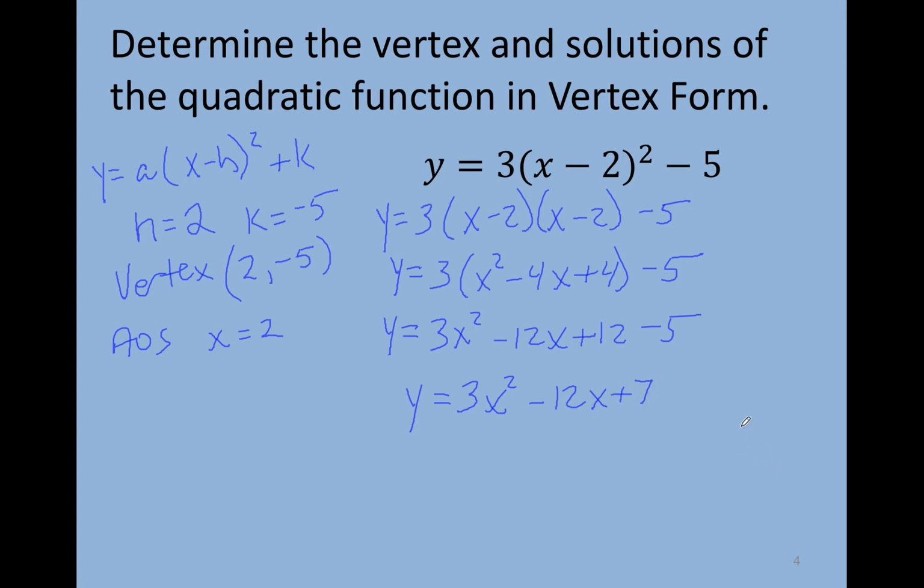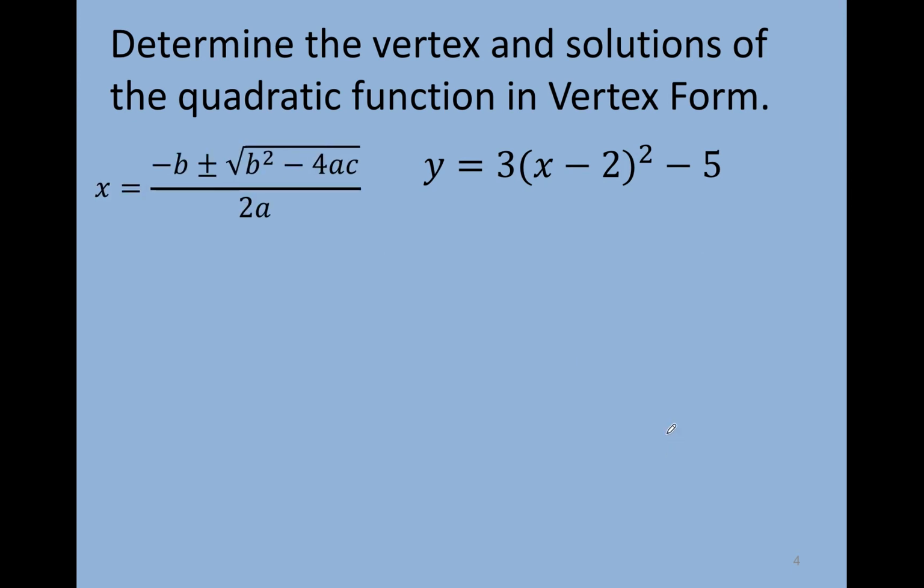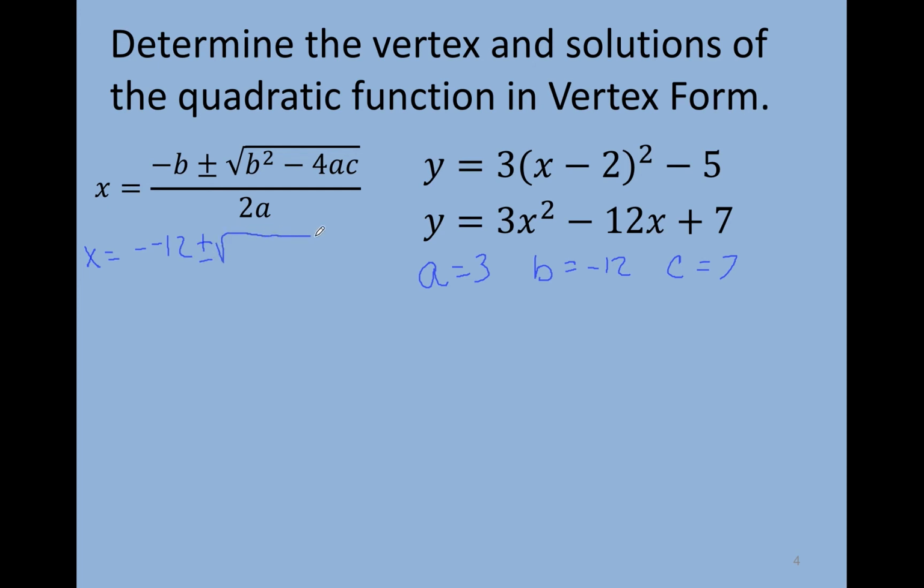So that's the equation that I'm now going to plug into my quadratic equation. There's the quadratic equation, and there's our equation we're going to use. a is equal to 3, b is equal to negative 12, c is equal to 7. x equals negative negative 12 plus or minus the square root of negative 12 squared minus 4 times 3 times 7, over 2 times 3.